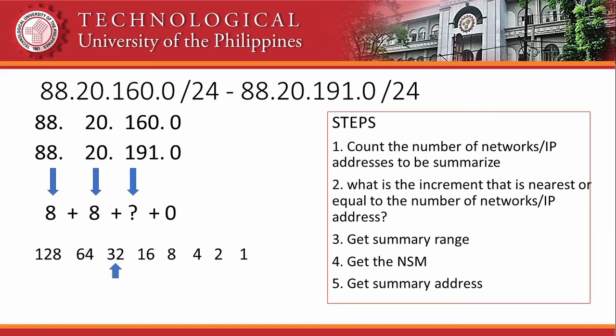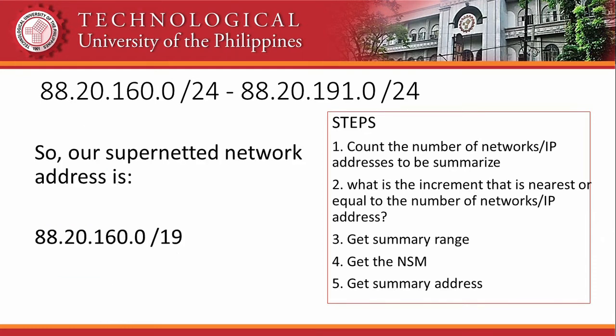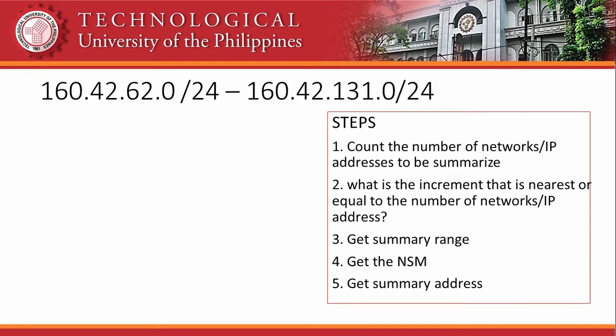If saang bit nag-increment, count all the remaining bits to the left. Tapos, yung total bits na yun, i-add mo sa mga 8 na nakuha mo sa mga octet na may pareho na value. So, 8 plus 8 plus 3 is equals to /19. So, our new subnet mask is /19. For our last step, we have to get the summary address. Just copy the lower limit of the range from step 3 and the new subnet mask from step 4. Okay? Gets? Okay, let's proceed to our next example.